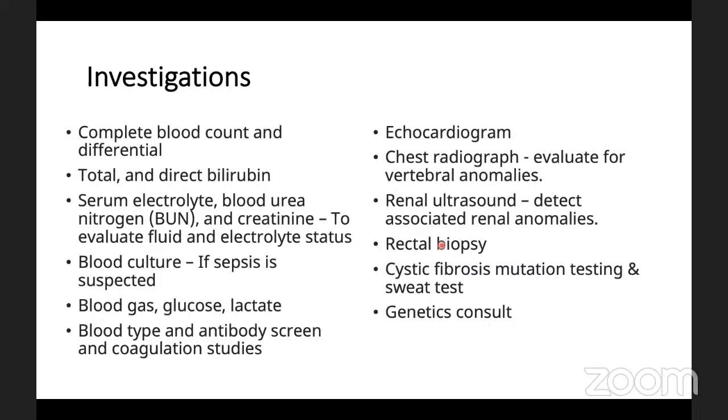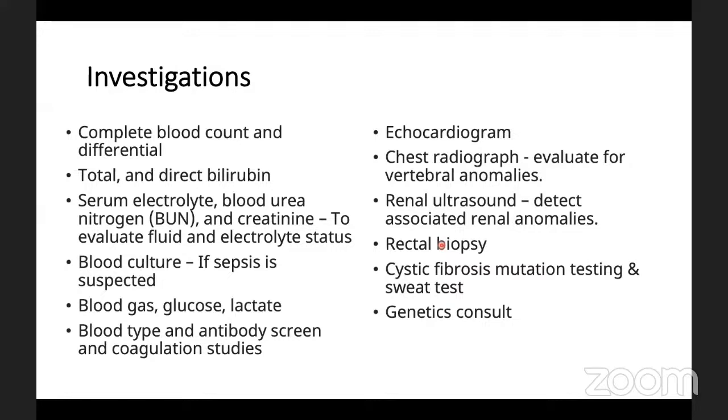So once you have diagnosed that this baby might have intestinal obstruction or surgical abdomen, the baseline investigations need to be ordered, like complete blood count and differential to look at hemoglobin, platelets, especially for thrombocytopenia, and the absolute neutrophil count to look whether there is any sepsis element, total and direct bilirubin fraction, serum electrolytes, blood urea nitrogen, creatinine. This is important to assess the fluid and electrolyte balance.